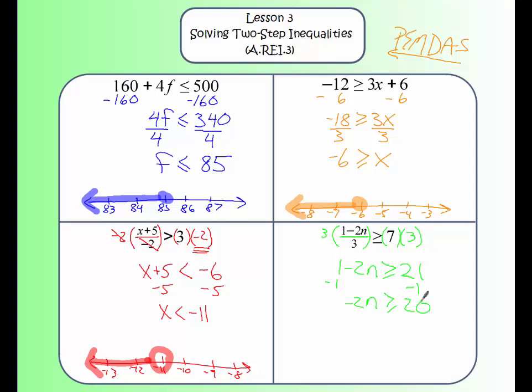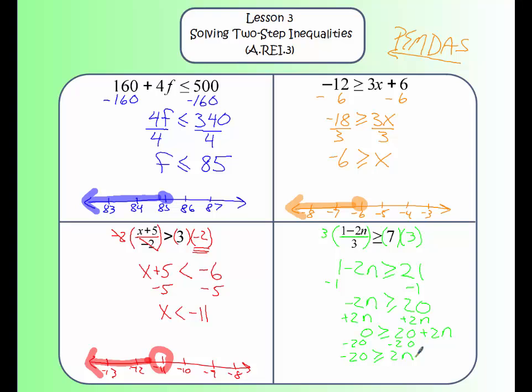The next thought here is to divide by negative 2 to get the n by itself. But instead, what I'm going to do is add 2n to both sides, and you'll see why. That tells me 0 is greater than or equal to 20 plus 2n. Now if I subtract 20 from both sides, I now have negative 20 is greater than or equal to 2n.